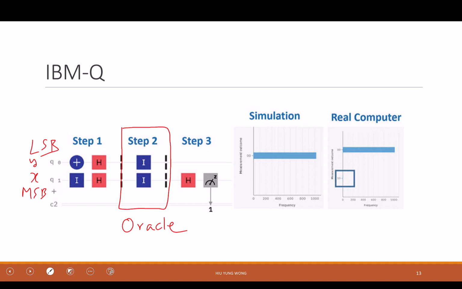But most importantly, you need to do it in the assignment, right? So you need to create 4 oracles corresponding to the 4 different types of function. But anyway, here when I measure, I always get 0, the LSB, which means this is a constant function. When I put in the real computer, I get some noise because of the imperfection. Okay, yeah. Is it a Deutsch algorithm, right? Yeah, you need to implement the 4 quantum oracles.